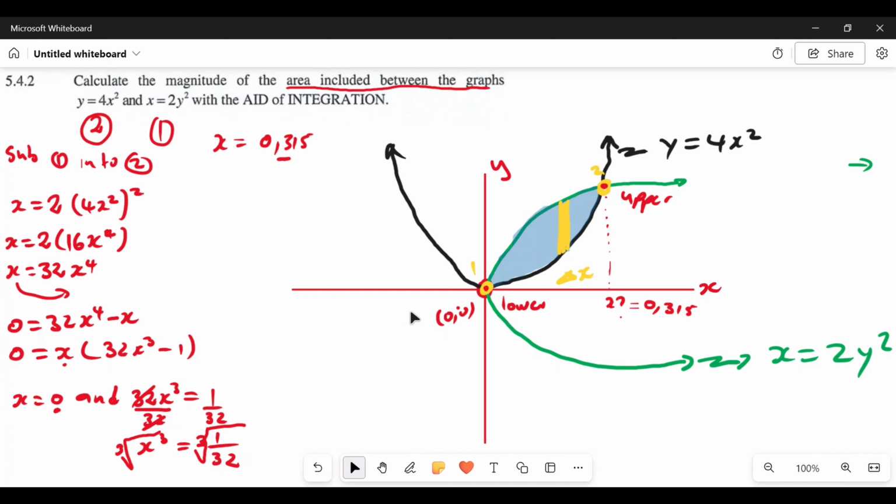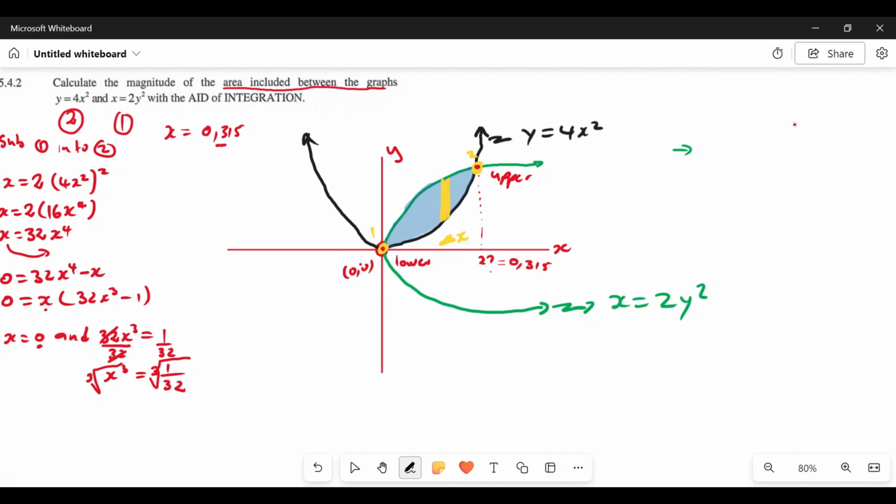So let me just create a little bit of space here. All right, guys, now that we've created space, let's calculate this area using integration. Now we're going to use the integral sign, and we have our upper limit, which is 0.315, and our lower limit, which is 0. Do not forget, our limits are the x values that we just calculated. This one here and that one there.